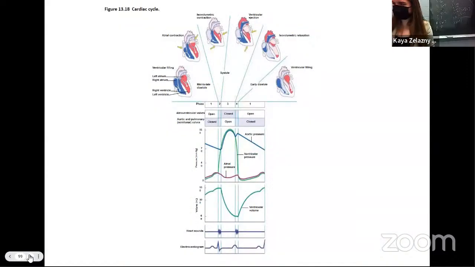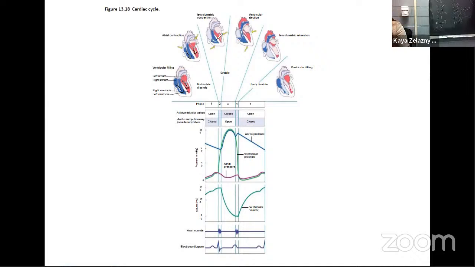So here we see just a full picture of that cardiac cycle. At the top, they're showing us the flow of blood. In phase 1, we see blood going into the ventricles during our ventricular filling. It happens both passively and then as the atria contract. We don't distinguish because we just care about what's happening to the ventricles.